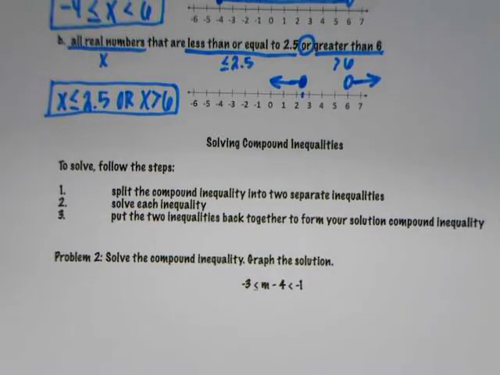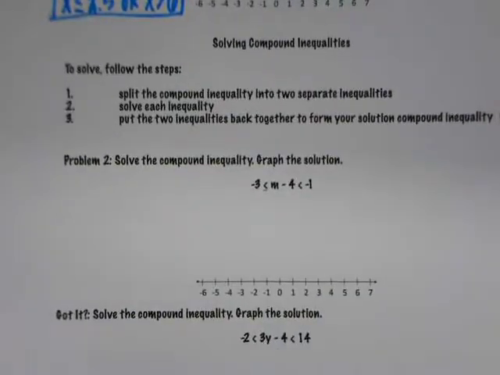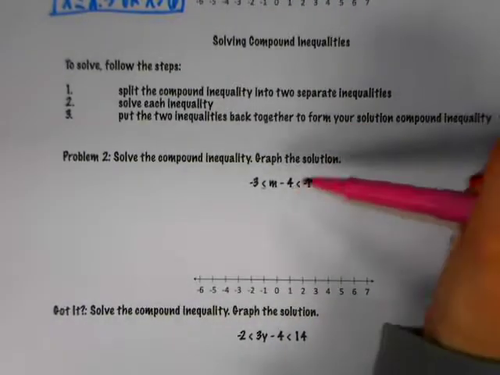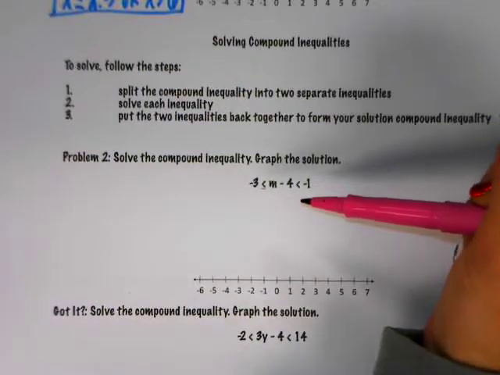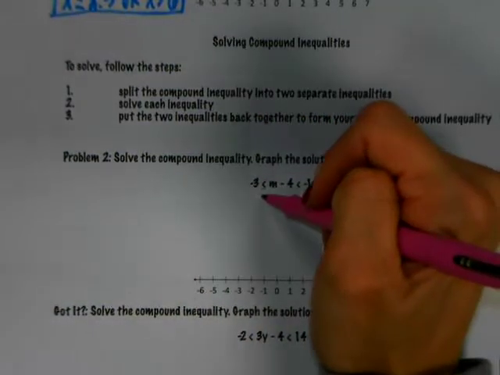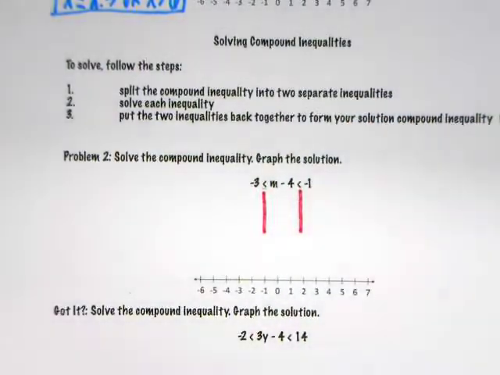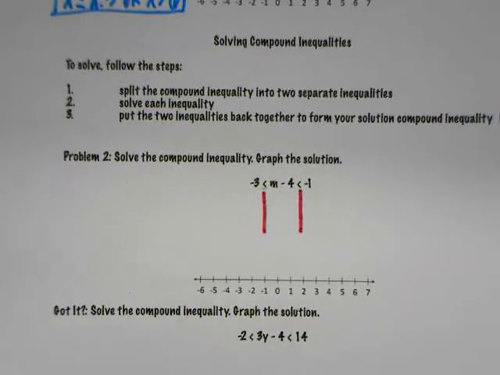So basically what you're going to do for the and ones is get the variable by itself in the middle. Instead of having the one line at the symbol, you're going to have two, one at each, like this. So draw 2 lines. And we are focusing on the middle. We're trying to get the variable by itself in the middle.